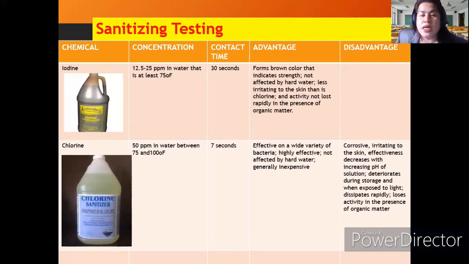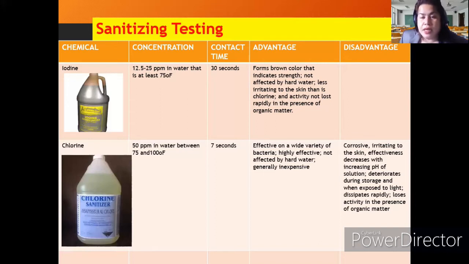Effectiveness decreases with increasing pH of the solution. So its effectiveness goes down when the level of alkalinity of the water we use is high. And it deteriorates during storage and when exposed to light. When chlorine is stocked for a long time and exposed to sunlight, it changes. It could change in color.